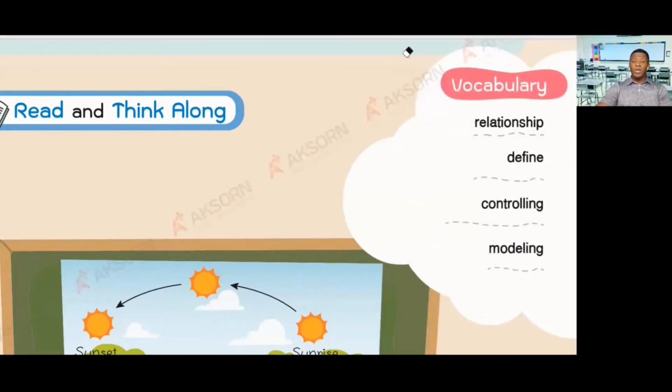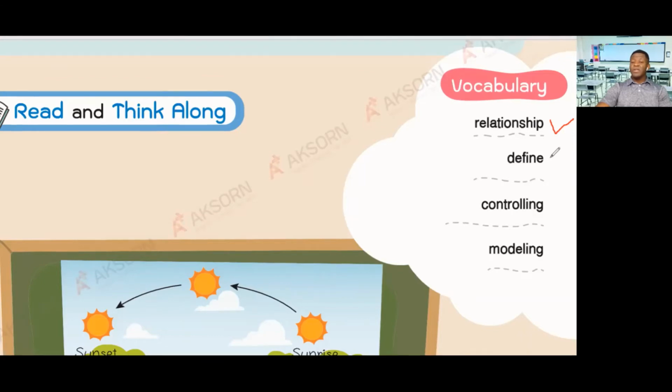The first one is relationship. Relationship. Define. Define. Controlling. Controlling. And the last one, modeling. Modeling.